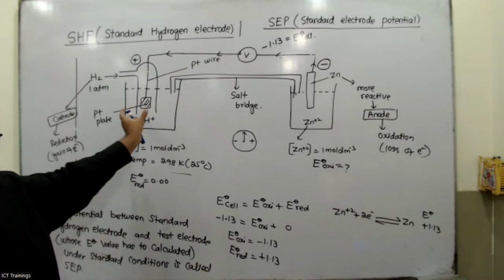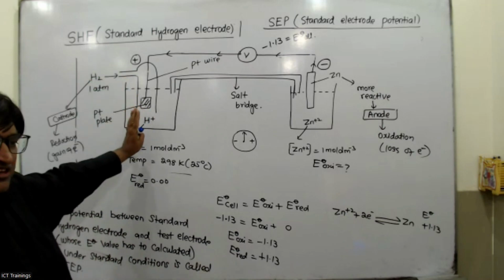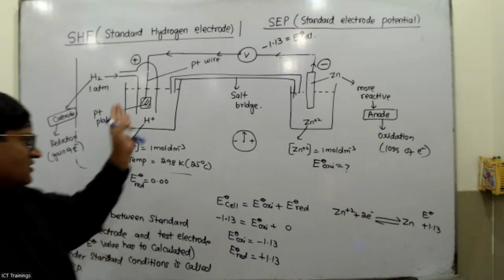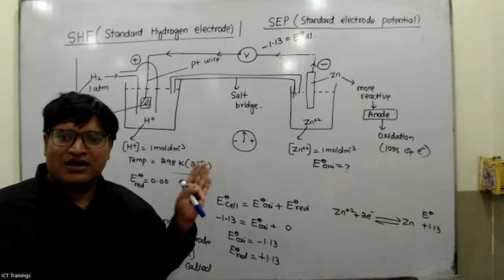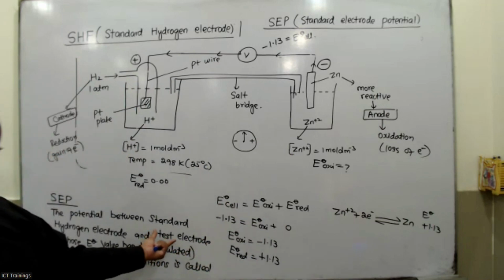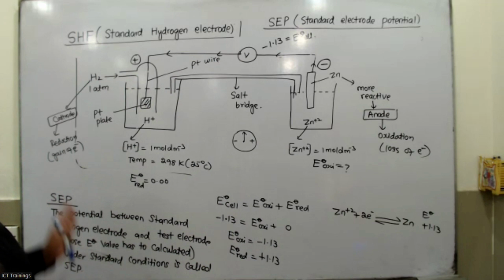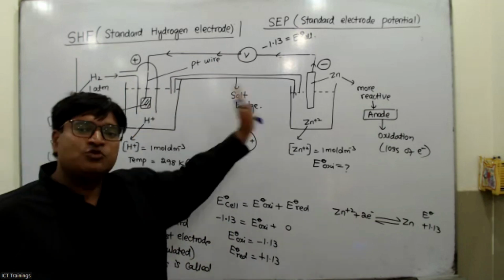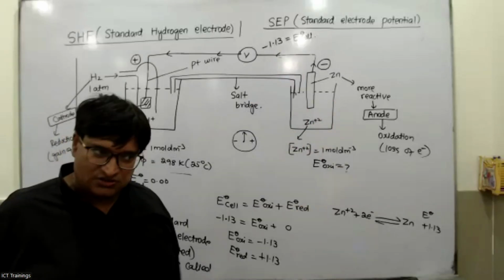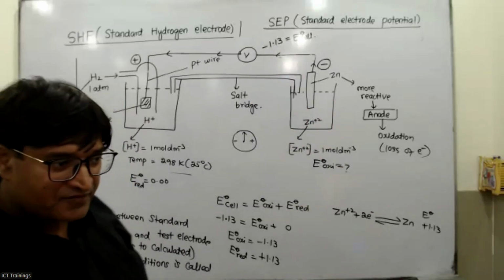On one side, you should join the standard hydrogen electrode whose E naught value we have supposed as 0, and on the other side, you should put the electrode whose E naught value you have to calculate, which is called the test electrode. And under these conditions, the potential between those two electrodes, that is called the standard electrode potential. Did you get it?